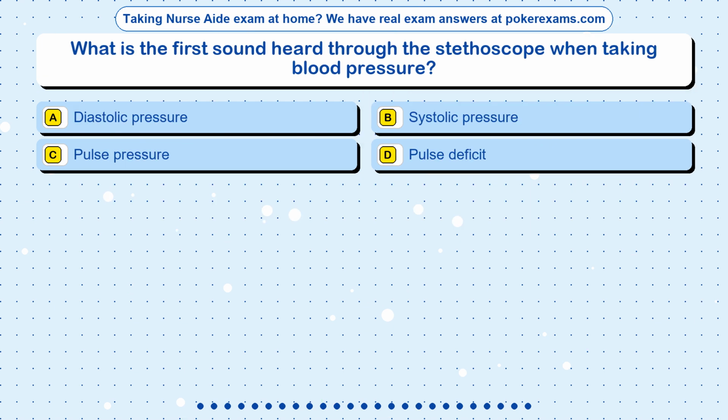Question 10. What is the first sound heard through the stethoscope when taking blood pressure? Option A. Diastolic pressure. Option B. Systolic pressure. Option C. Pulse pressure. Option D. Pulse deficit.